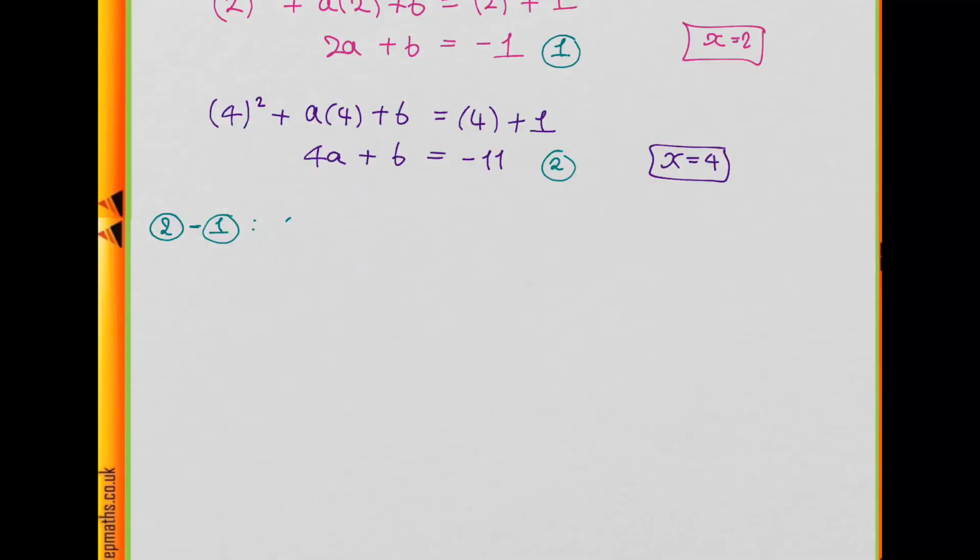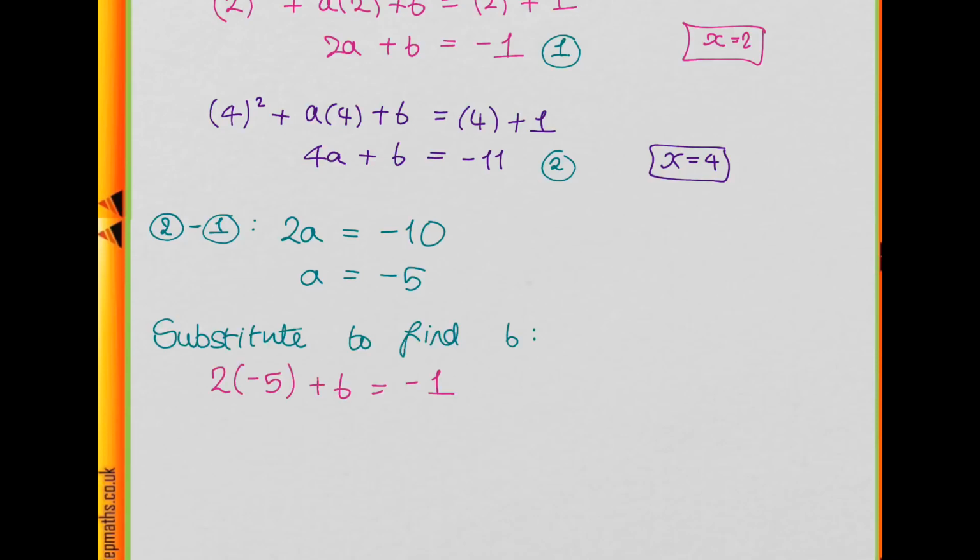Okay, so I'm going to do the second equation, which is here, minus the first equation here. So I do 4a minus 2a, b minus b, so the b's cancel, and minus 11 minus minus 1. And this gives me 2a is equal to minus 10. So a is equal to minus 5. I can then substitute this back into one of these equations to find b. So pause the video and have a go at doing that now.